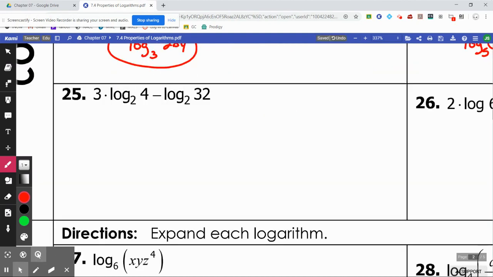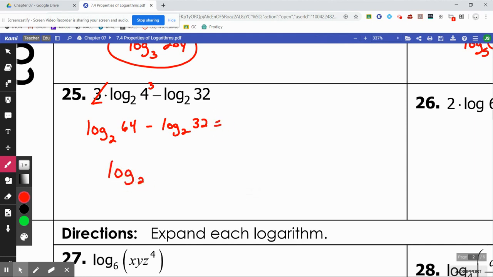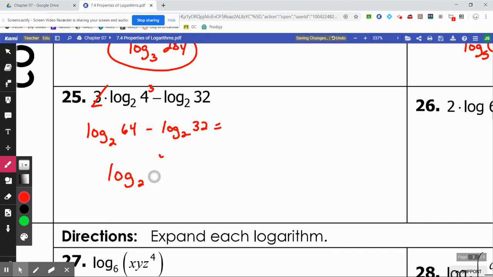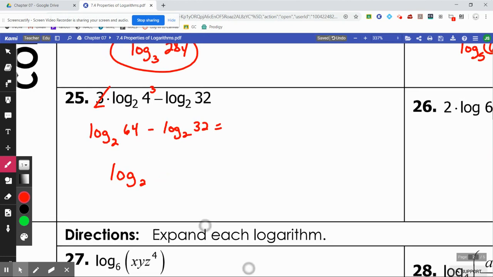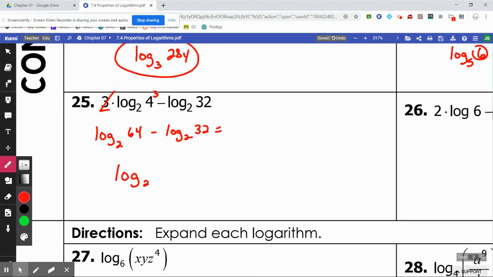Okay, number 25. Every number out front can be brought up to an exponent. This is log base 2 of 4 to the 3rd. 4 times 4 times 4 is 64. Minus log base 2 of 32. We can combine subtraction, a log minus a log, by writing it as 64 over 32. And we can reduce that. 64 divided by 32 gives you just plain 2. And we could actually go a step further with this, because now we can ask ourselves, 2 to what power gives me 2? And this whole thing cleans up to just plain 1.